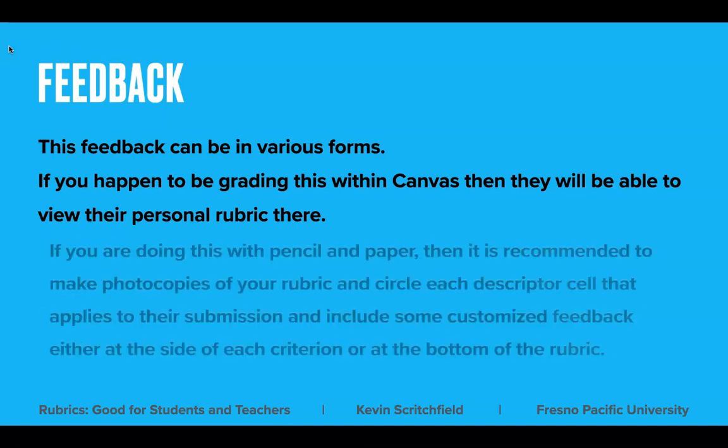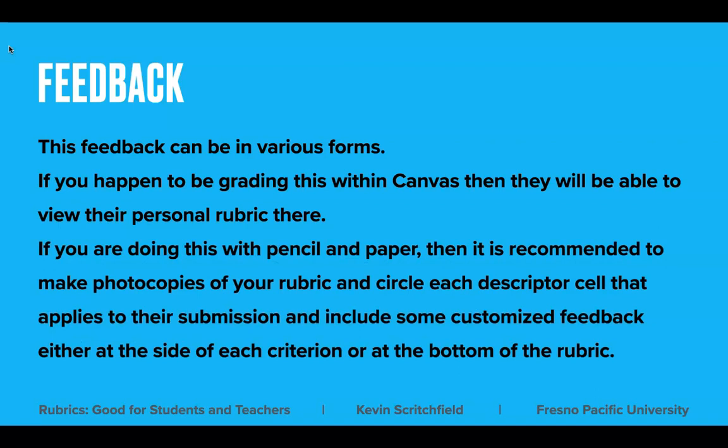But if you're doing this with pencil and paper, then it's my high recommendation to make photocopies of your rubric, and you can do this electronically too. The examples I'm going to show you here I did electronically because I did it for an online class that I was teaching, and so you can do the same concept in electronic format, but I'm just doing the example of pencil and paper. I would recommend making photocopies of your rubric, circle each descriptor as you are grading.